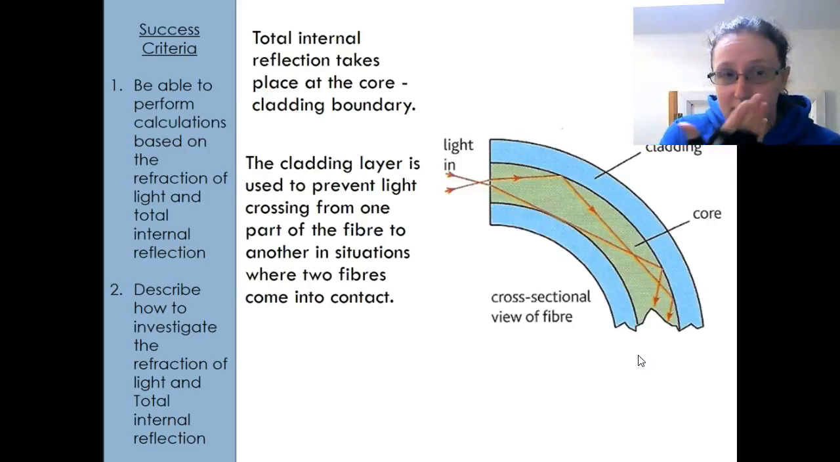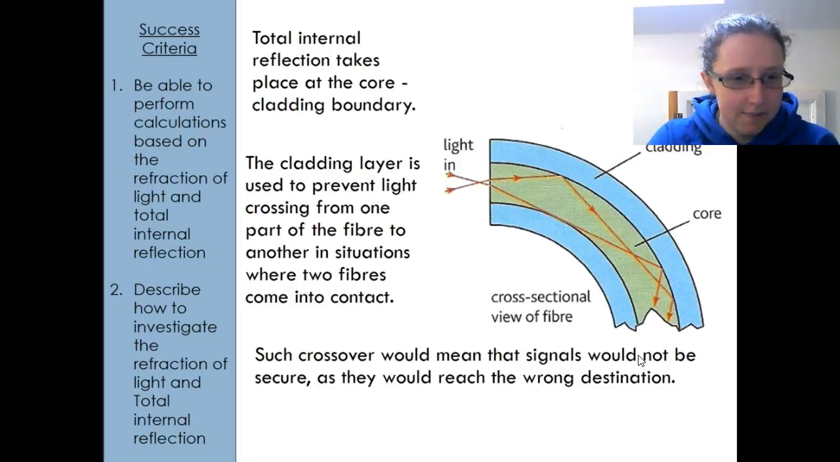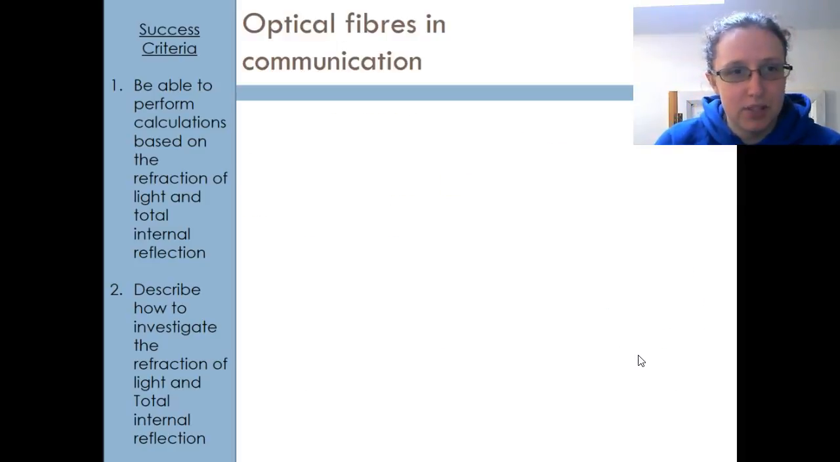Like I said, it takes place at the core cladding boundary, and the reason we have the cladding layer is it prevents light from crossing between fibres. If I've got big bundles of fibres all together, then I don't get light travelling from, you know, the cable from the stock exchange getting mixed up with the cable from the greengrocers. You need to make sure that the data stays separate, and that cladding allows that to happen. Because that leads to insecurity.